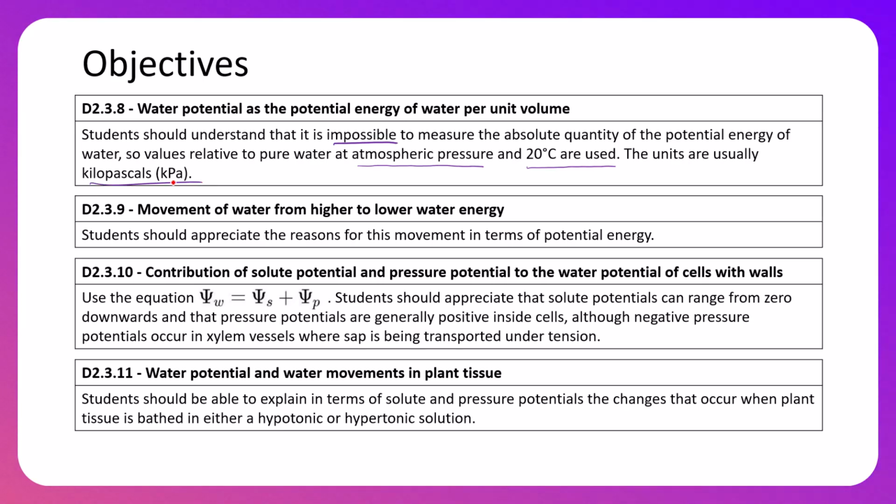D2, 3, 9 says movement of water from higher to lower water potential energy. That's going to be higher water potential to lower water potential. Students should appreciate the reasons for this movement, and in this video we will talk about the reasons.